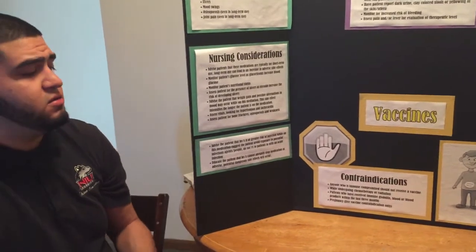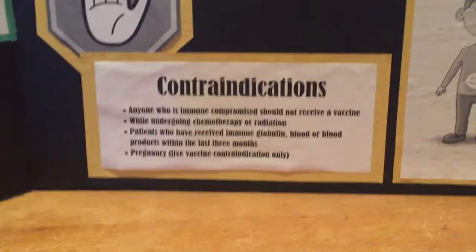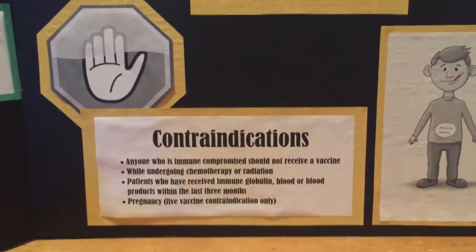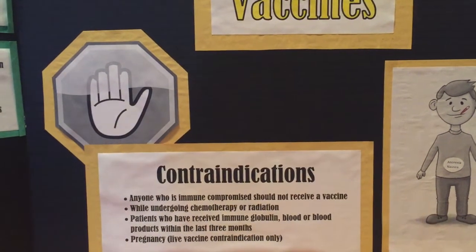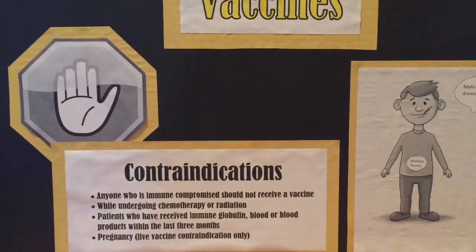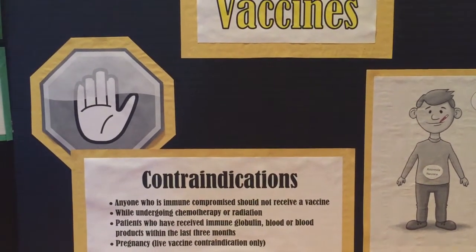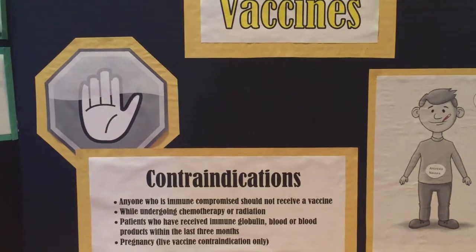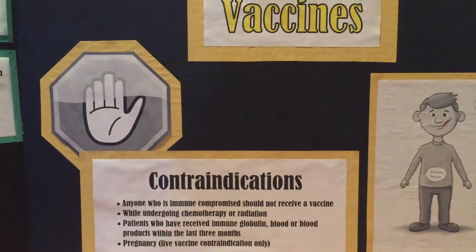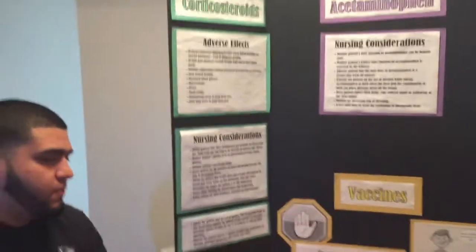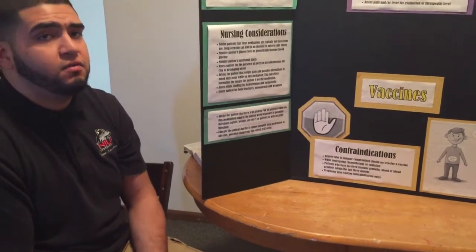With that being said, these are the absolute contraindications prior to giving vaccine administration to your patients. Anybody that's immune compromised should not receive any vaccine, period. Anybody that's going through chemotherapy or radiation, absolutely not. Patients who have received immune globulin, blood or blood products within the last 3 months should not be getting those as well. And you should not give any patient that's pregnant live vaccines because of the fetus that's in their body.